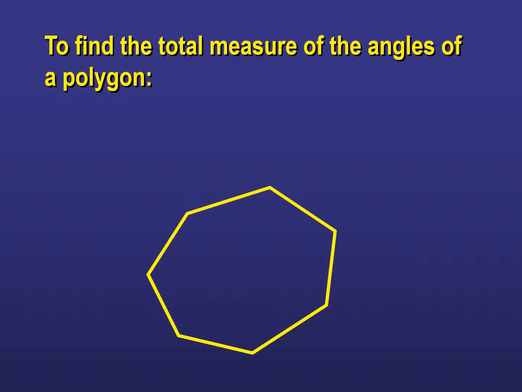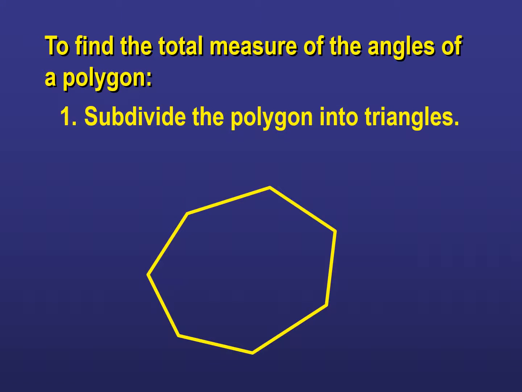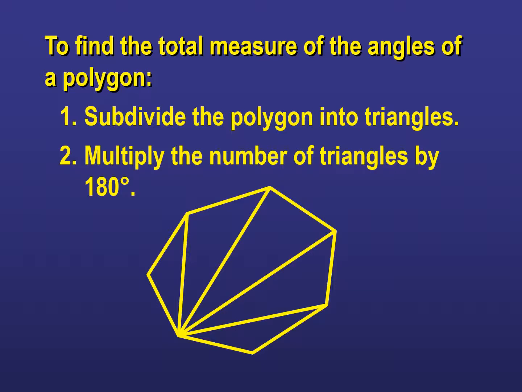So if we want to find the total measure of the angles of a polygon, since we know that a triangle adds up to 180, all we have to do is take that polygon and make triangles out of it. We're going to subdivide the polygon into triangles. And once we do that, we count up the number of triangles and then multiply that by 180. So for this one, there were 5 triangles, so 5 times 180 is 900 degrees, which means that the sum of all the angles in this polygon is equal to 900 degrees.